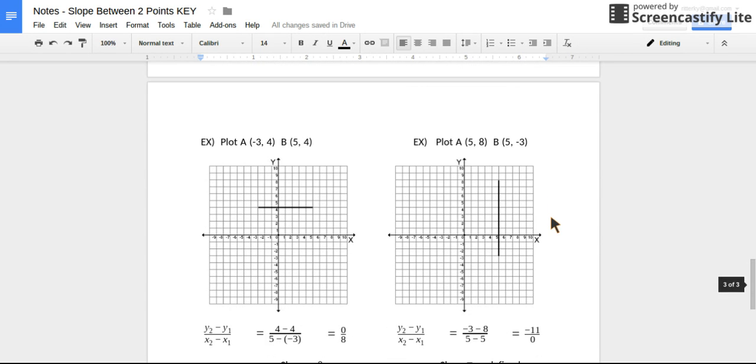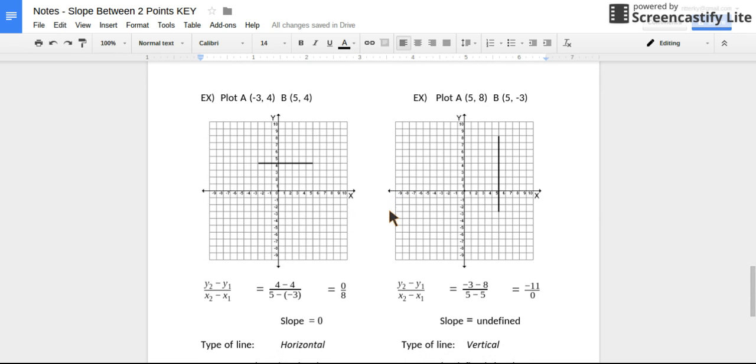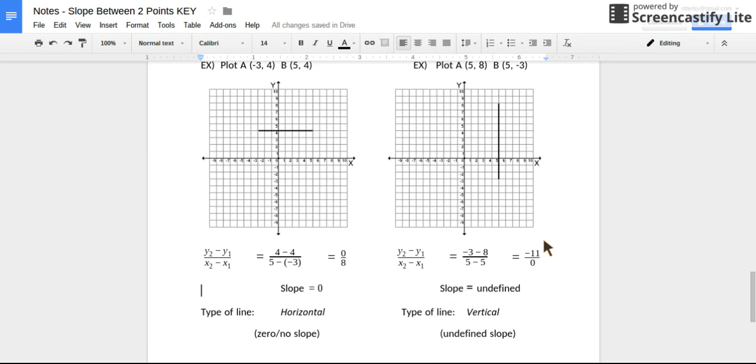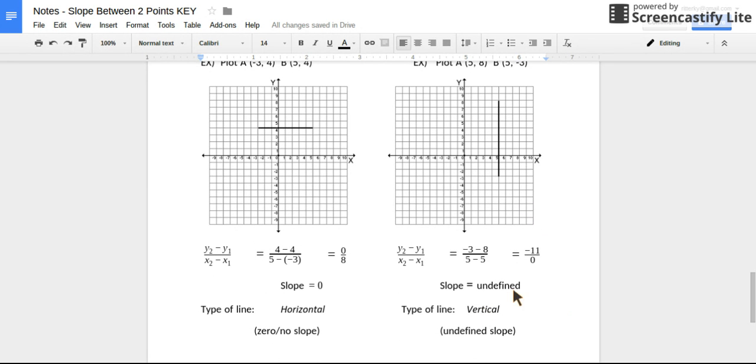I could walk on this horizontal line, and I wouldn't have to try very hard. It's just a straight path. I'm not going up or down. I'm staying flat, so that's a 0 slope. But if I try and walk on a vertical line, I fall down and I die. It's kind of morbid, and I'm undefined.